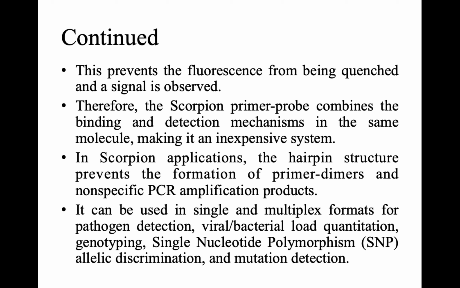Therefore the scorpion primer probe combines the binding and the detection mechanism in the same molecule, making it an inexpensive system. In scorpion applications, the hairpin structure prevents the formation of primer dimers and non-specific PCR amplification products. One important aspect and significance of these probes is that the hairpin structure prevents the formation of primer dimers, which are seen in regular PCRs, and it also avoids non-specific PCR amplification products.